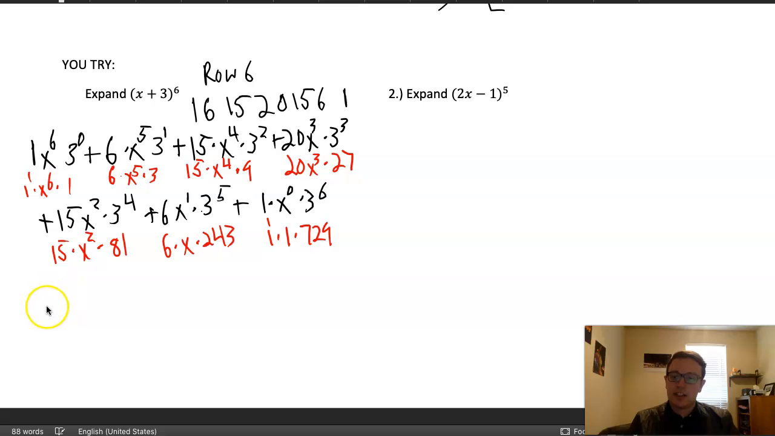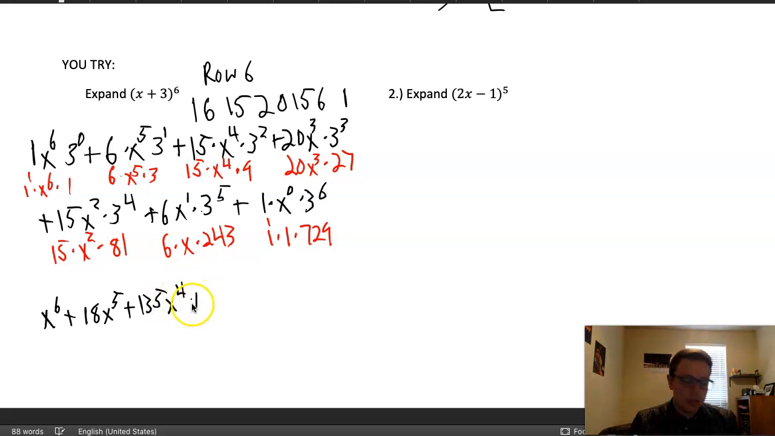We have 1 times x to the sixth times 1, so that's x to the sixth, plus 6 times 3 will give us 18, x to the fifth. We'll have 15 times 9. That'll give us 135, x to the fourth. We'll have 20 times 27. That is 540, x cubed.